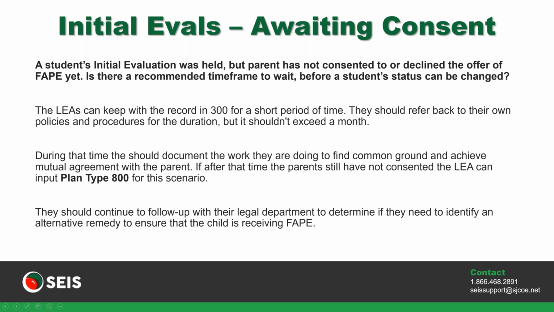It's really up to their legal department, because there could be situations where there isn't really an official timeline or deadline when a change needs to be made. But they said that it shouldn't exceed a month. If it's been a month and you've been doing what you can to try to reach that common ground, or you can't get a hold of them and it's been over 30 days, at that point, that is a reasonable time where you can change the student's plan type to 800 and D&Q them. But again, you may want to follow up with your legal department to see if there's anything else that needs to be done.